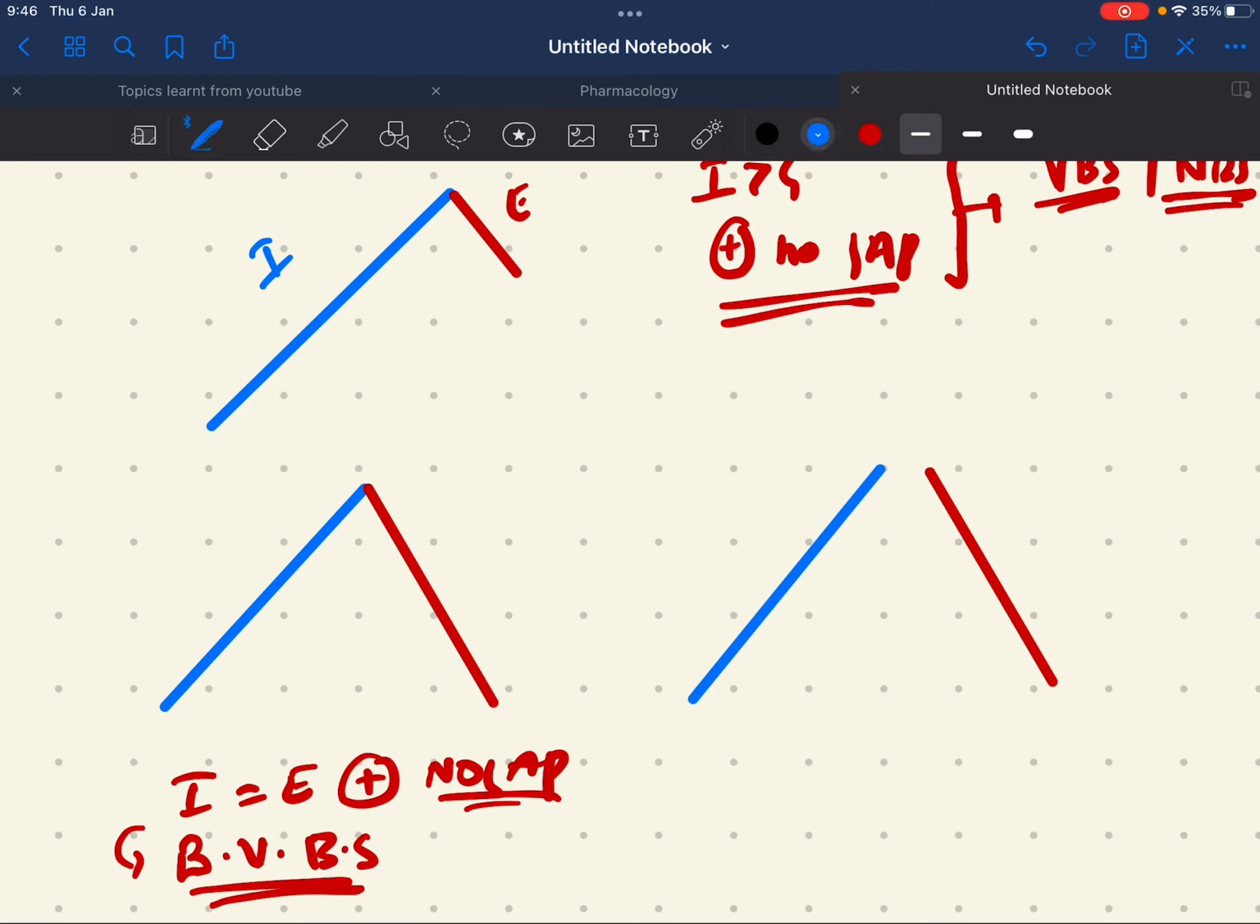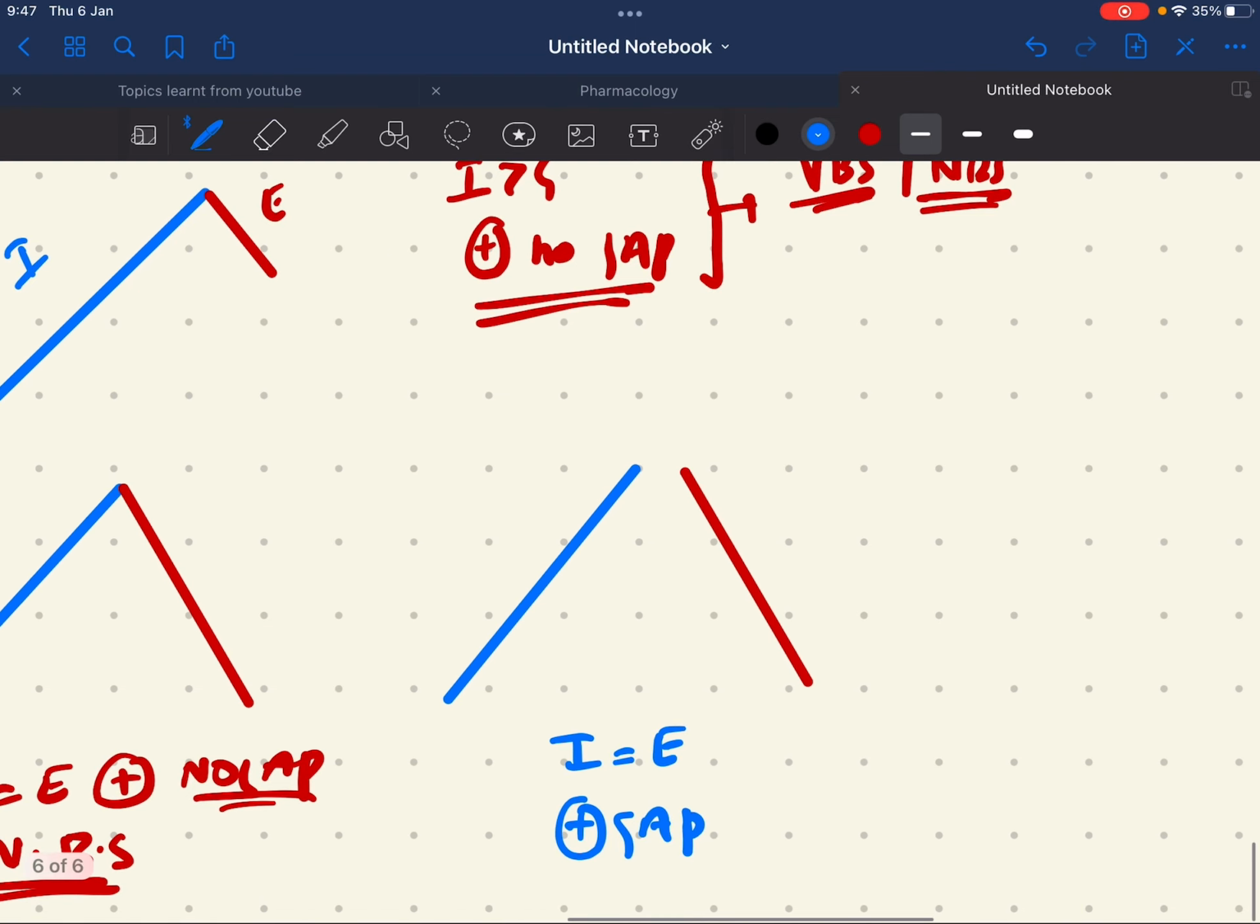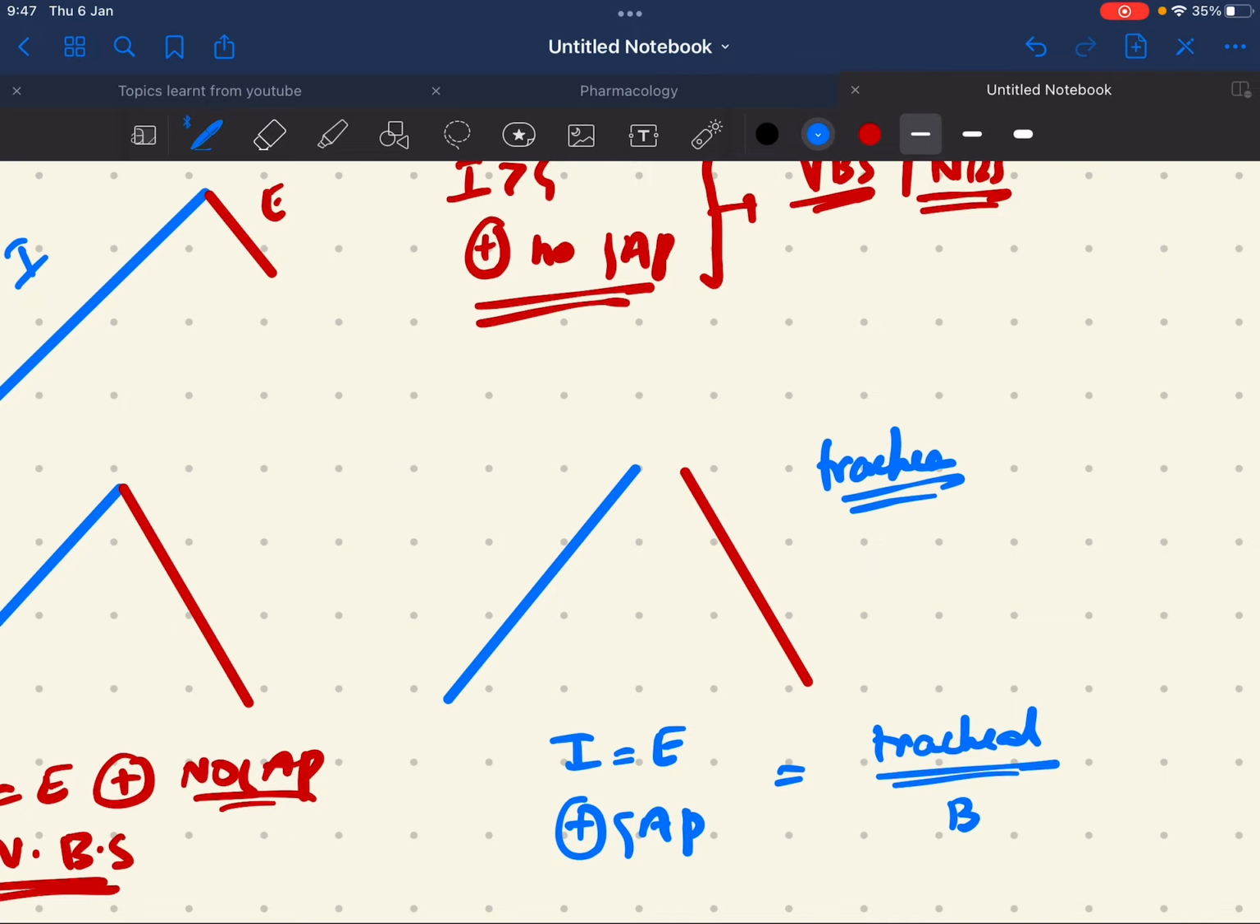And in this case you can see the inspiration is equal to expiration, but there is gap, and this is found in the trachea. So obviously this indicates your tracheal breath sounds.